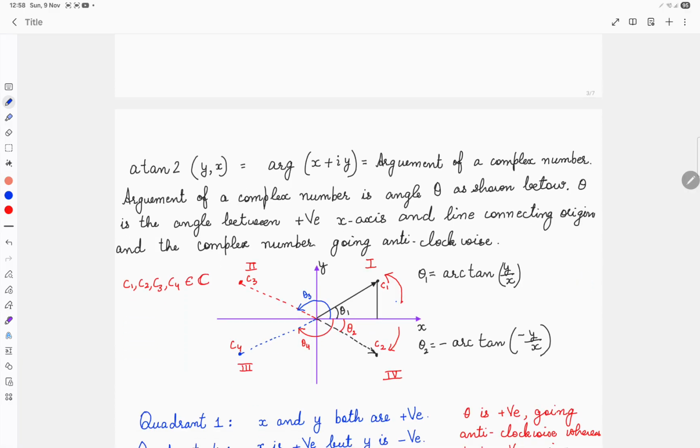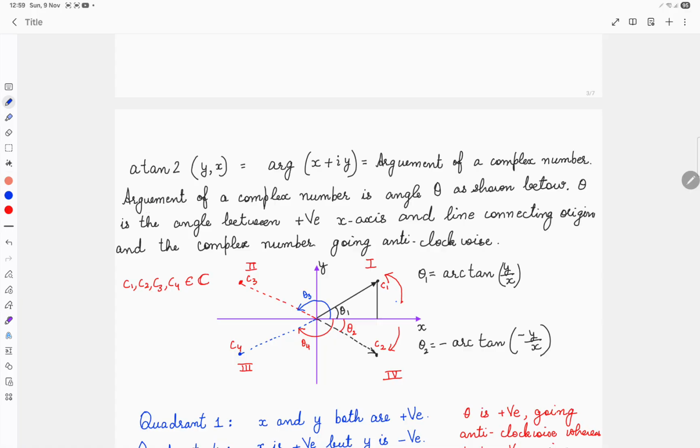So let us take a little breath, and we will see how this problem of arctan y comma x is solved using arctan2 of y comma x. Now, what is arctan2 y comma x? It is an angle. What angle? Basically, it is the argument of the complex number x plus iota y. That is what this function will give me.